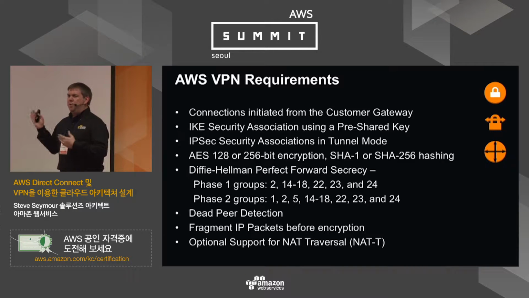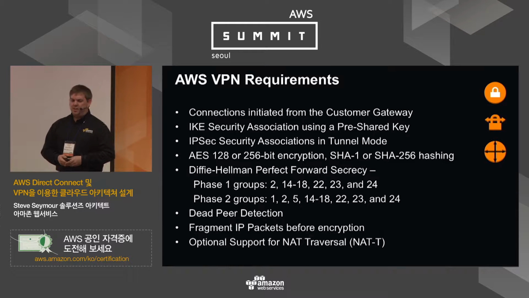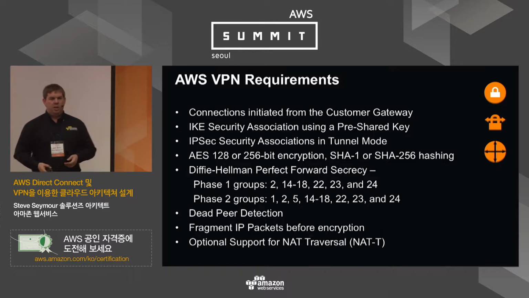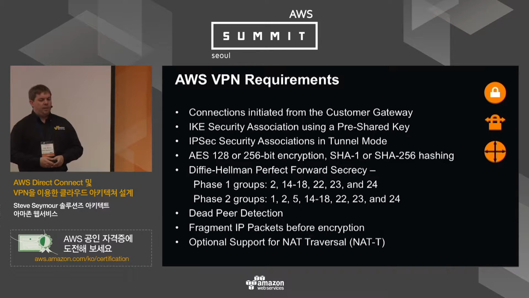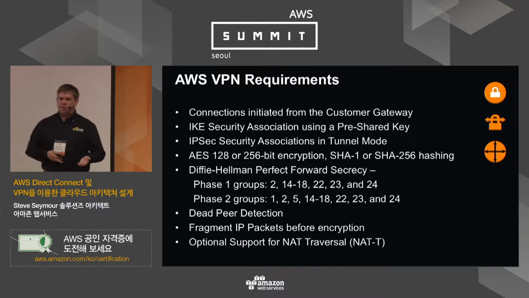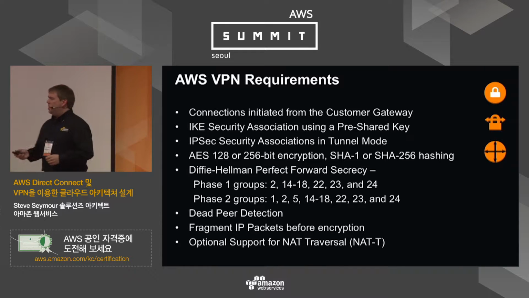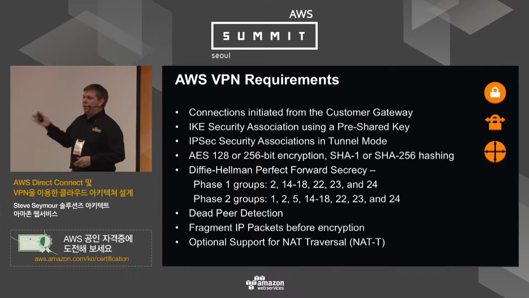So these are the requirements. You can find these on the AWS website. These are the details for the AWS VPN solution. The key things are that VPN connections must be initiated from the customer end of the connection. We use a pre-shared key to authenticate each end of the connection. We then support AES 128, 256, SHA-1, SHA-256. These are all standards in the VPN world. Various options for PFS, and interestingly, we now support NAT traversal at the bottom here. So these are the standard requirements.